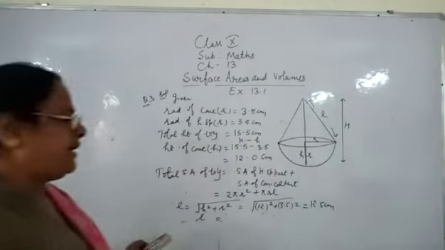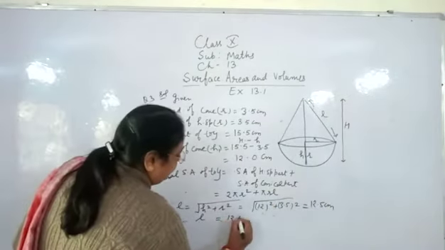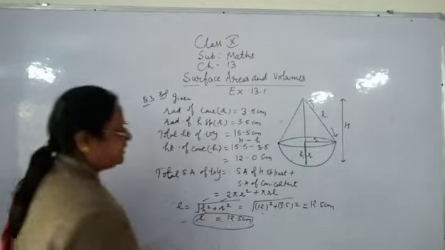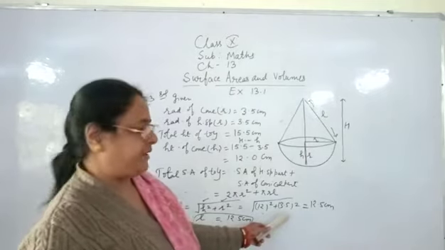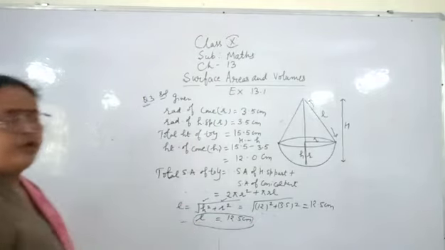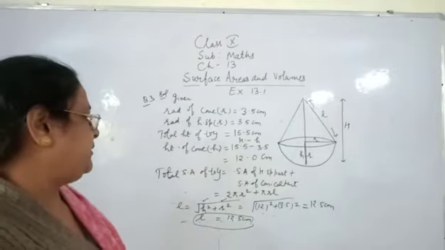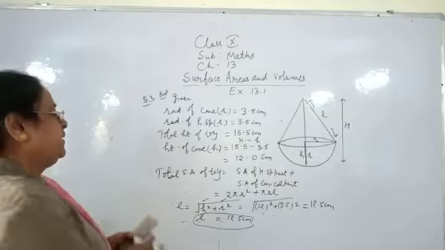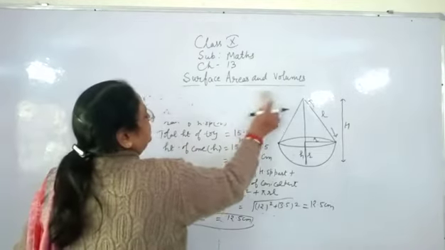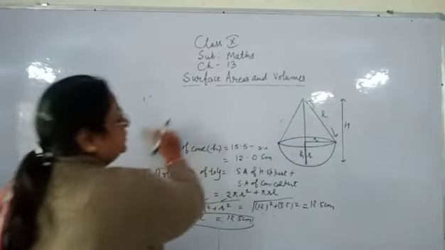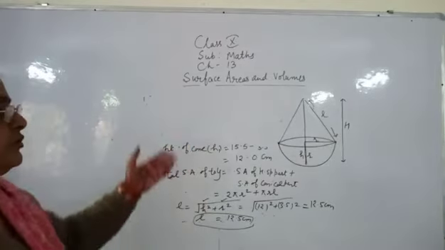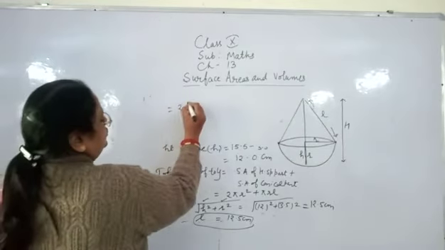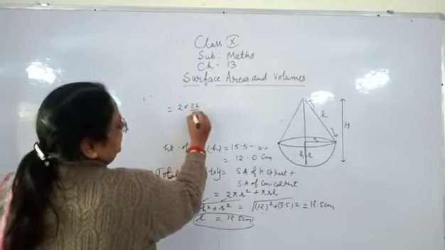So how can we find l? l is equal to 12.5 centimeter. You can use this formula, root of h square plus r square, put the values 12 square plus 3.5 square. On solving this, you will get 12.5 centimeter. Okay, you have to do this in the notebook. Now the value of total surface area of this toy, or you can say total surface area of this portion, by putting the values: 2 into 22 by 7.